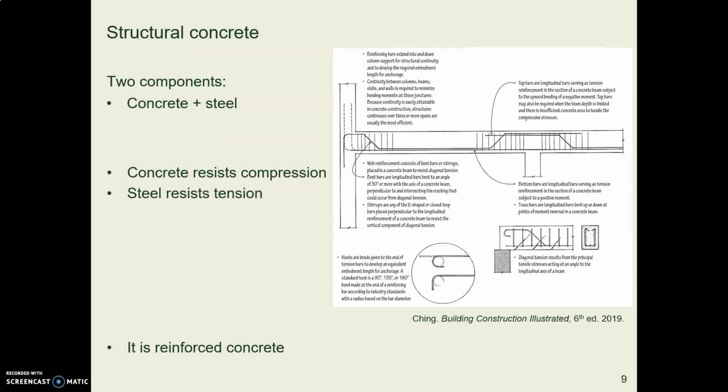When we make structural concrete, we are actually making a composite material, which means we're mixing two materials together. We are combining concrete and steel in the form of steel reinforcing bars. The concrete is strong in compression, the steel is strong in tension, and so together those two materials work to resist all kinds of loads that we might impose on them. And so we call this reinforced concrete.